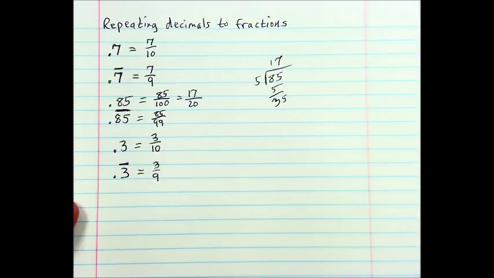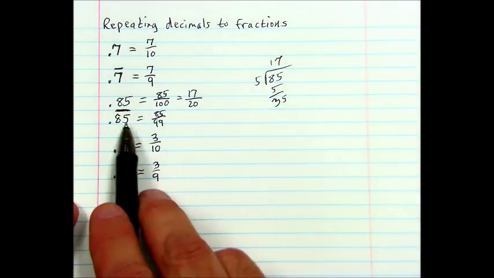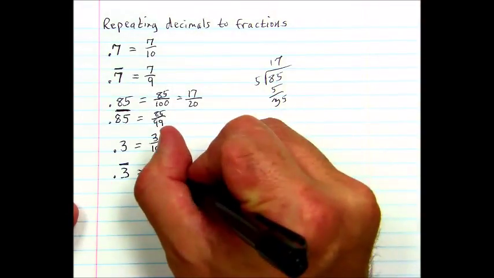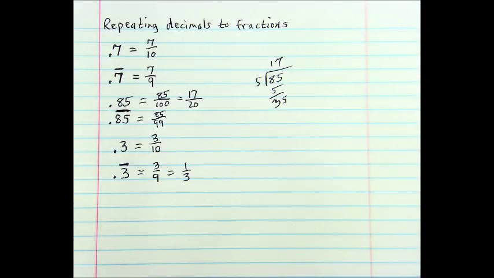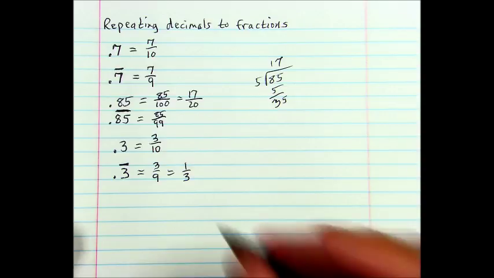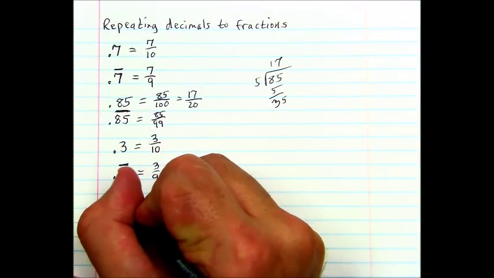Wait, so is this always going to be 9? 9 or 99 or 999? It depends on the decimal. It depends on how many decimal places you have. So 3 ninths reduces to 1/3. So 1 divided by 3 is 0.3 repeating. Let's go 3 decimal places since you asked.